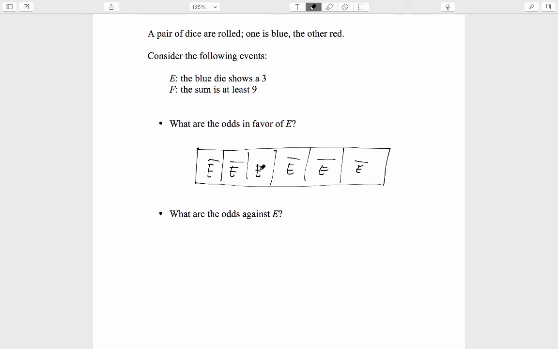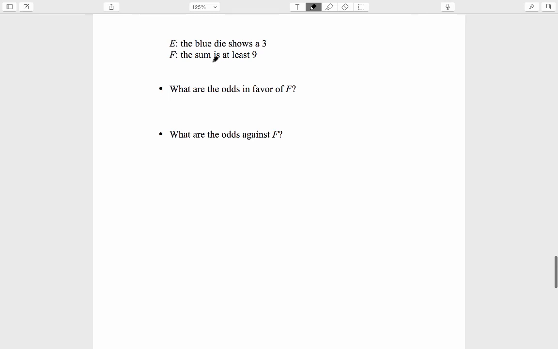Or for every 1 time E occurs, there are 5 times E complement occurs. So the odds in favor of E are 1 to 5. For every 1 time that E does occur, there are 5 times E doesn't. And so the odds against E are 5 to 1. If you know the odds in favor of an event, then the odds against that event are just the same numbers reversed. Now let's turn our attention to the event F, that the sum is at least 9.